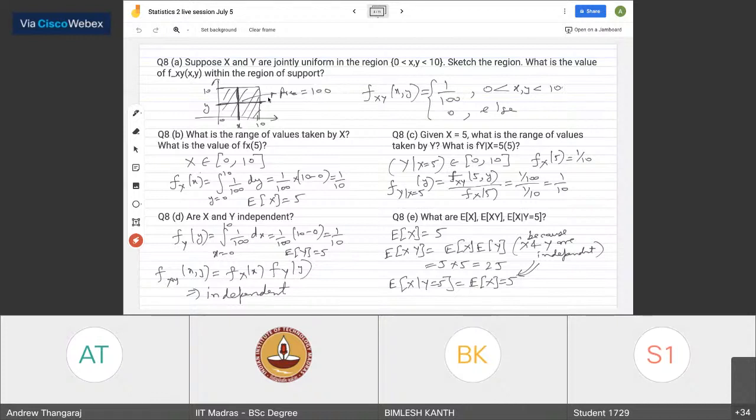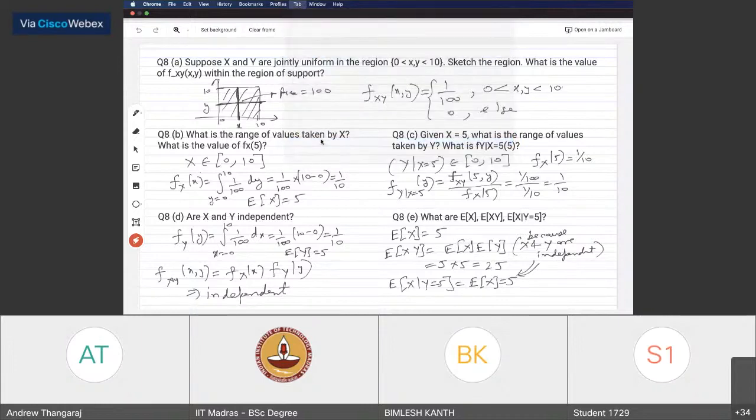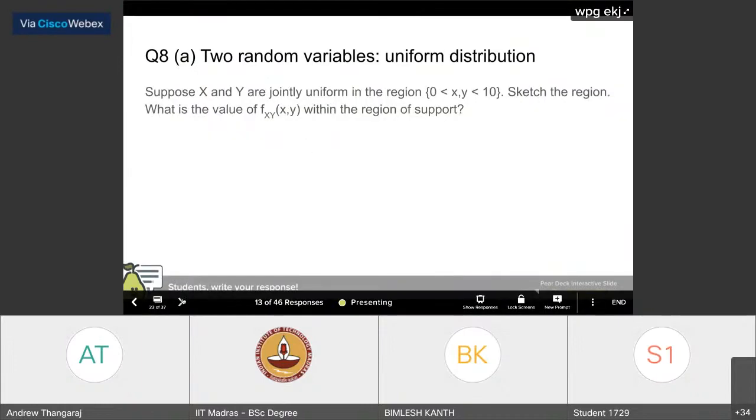So this is the problem. Supposing you have two random variables which are uniformly likely to lie between 0 and 10, their joint PDF has value 1/100, 1 by the total area, right? So this is the thing to remember. I hope it's clean enough to people. Okay. So once you have a joint PDF like this, there are questions you can ask about X alone. What is the range of values taken by X? What is the PDF of X? X alone, the marginal PDF of X, evaluated at 5 is what I've asked.